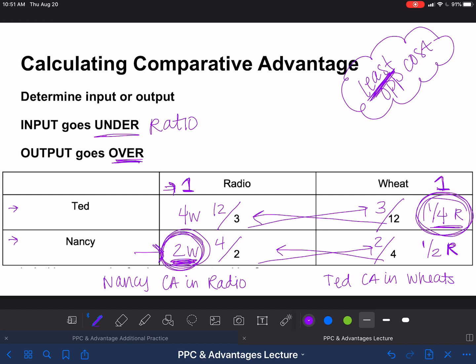Now there's some things that we can look at to make sure we set up our ratios correctly. If we look at Ted, he gives up 4 wheats or a fourth of a radio. 4 and 1/4 are related somehow. They are the reciprocal, correct? Same thing with Nancy. She's giving up 2 wheats and then half a radio. 2 and 1/2 are related. They're reciprocals. So we know we set up our ratios correctly when we have the reciprocal of each other.